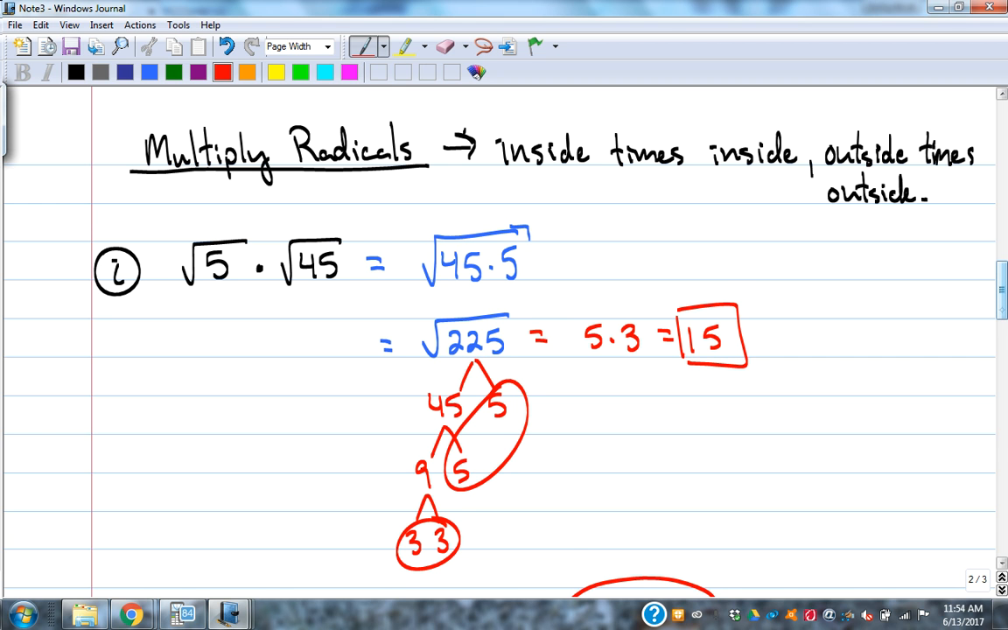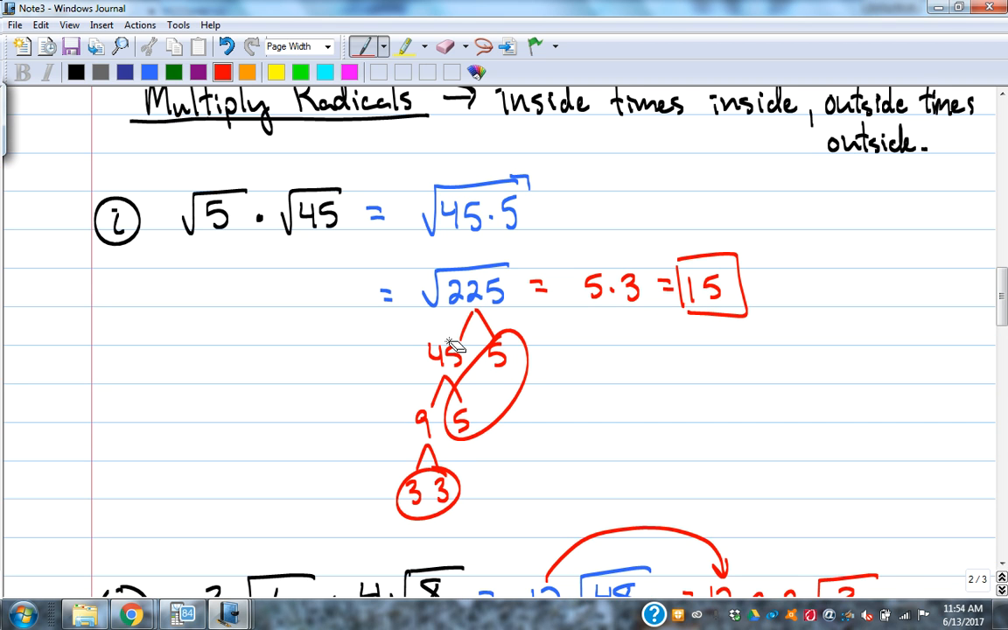So when I'm simplifying the square root of 225, I got it from 45 times 5, so I'm going to use that for my first factor tree. And then 45 is 9 times 5, and 9 is 3 times 3. So I have a pair of 3s and a pair of 5s, and I don't have anything left over. So I only have outsides here. I have 5 times 3 on the outside and no radical left over because there wasn't anything left over in my factor tree. So that 5 times 3 is 15. The square root of 225 is 15.